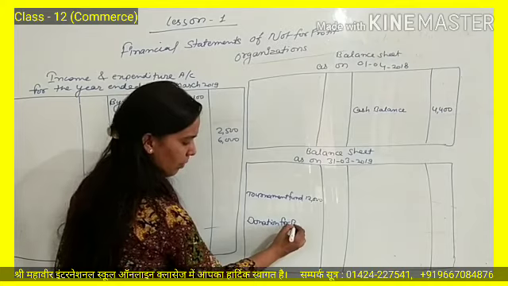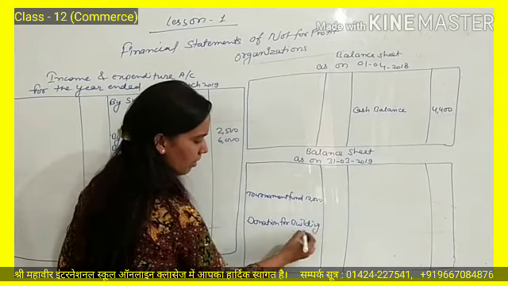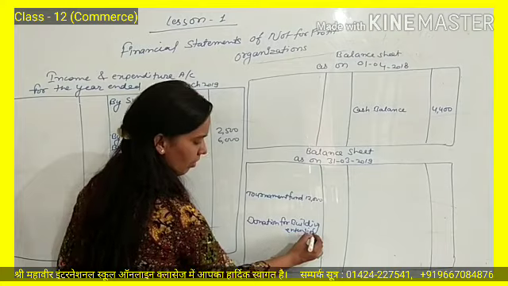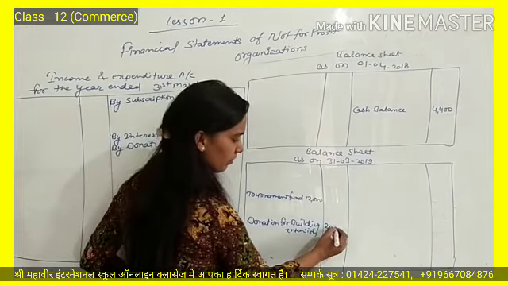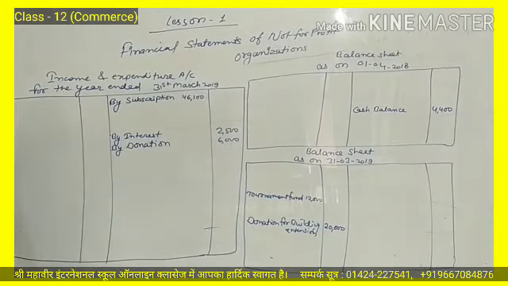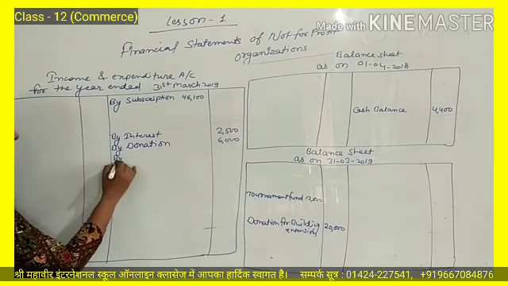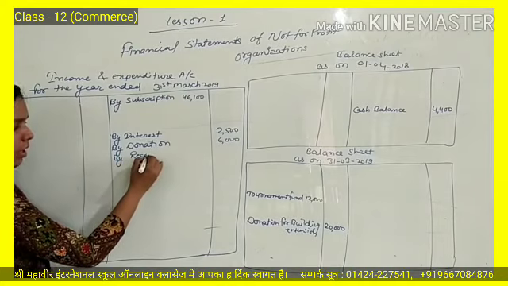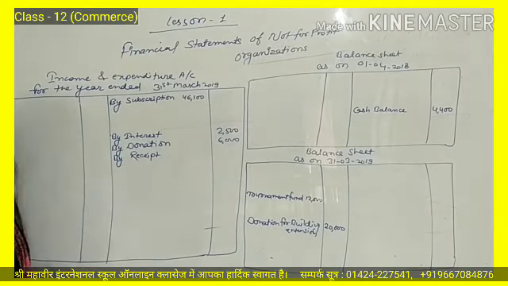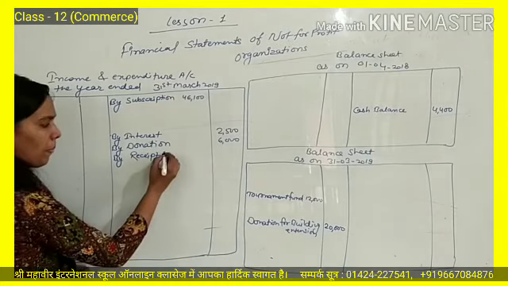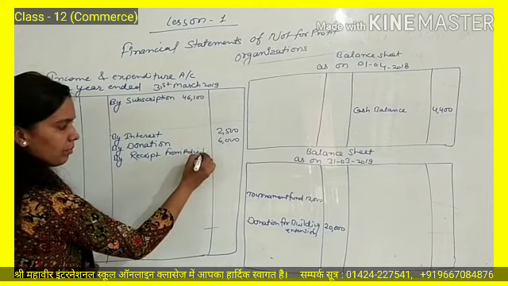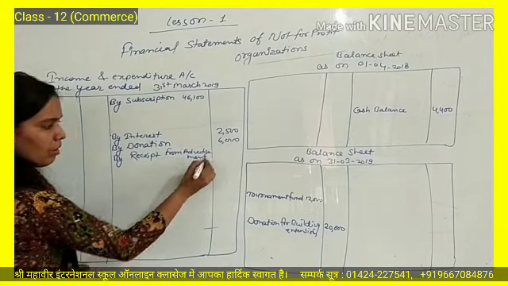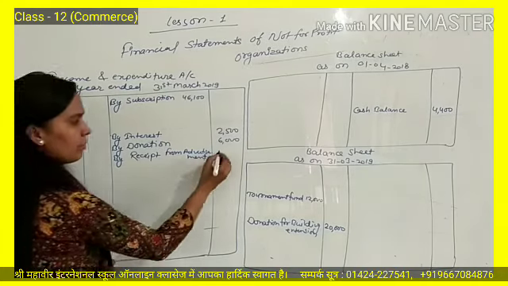Then donation for building extension means this is a specific donation, so it will be mentioned in the balance sheet. Donation for building extension, amount is 20,000. Receipt from advertisement in the yearbook will be shown in the income and expenditure. Yearbook means this is a revenue kind of income. Receipt from advertisement, amount 5,200.